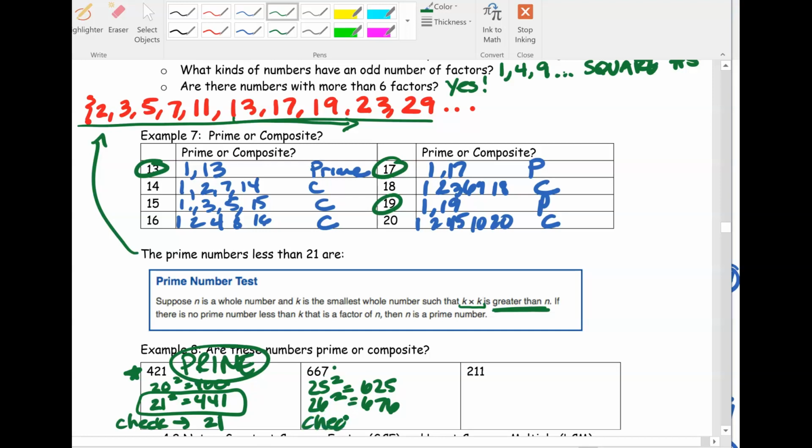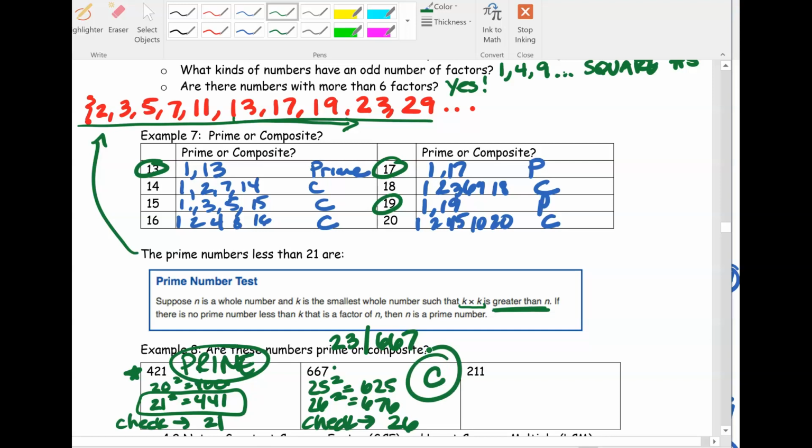So I'm going to check all the prime numbers until 26. Now 26 isn't a prime number, so the number that's closest would be 23. So I would take 667 and divide it by 2, 3, 5, 7, 11, all the way up to 23 and see if any of those work. And 23 ends up going into 667. So this is actually a composite number.